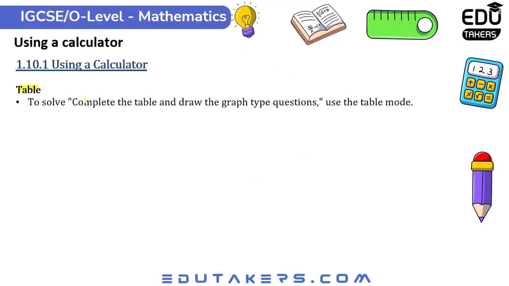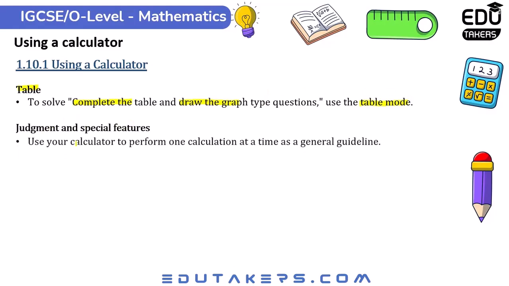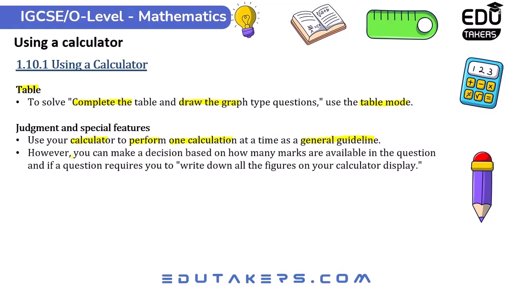Table. To solve complete the table and draw the graph type questions, use the table mode. Judgment and special features. Use your calculator to perform one calculation at a time as a general guideline. However, you can make a decision based on how many marks are available in the question, and if a question requires you to write down all the figures on your calculator display, it is better to write too much than not enough.